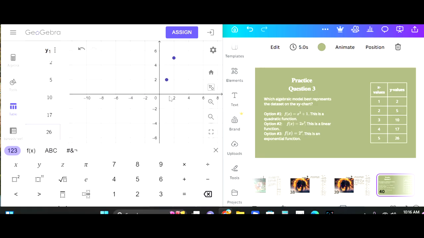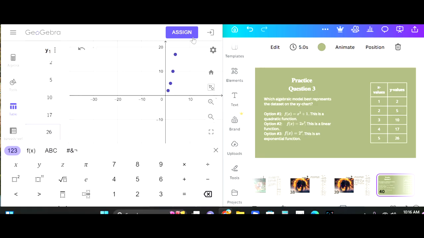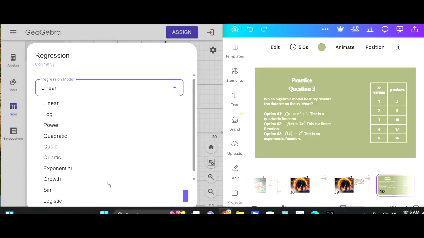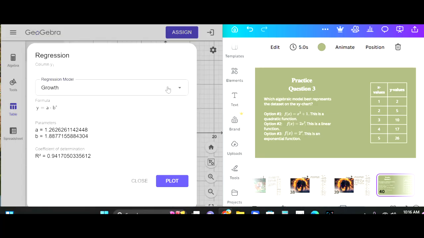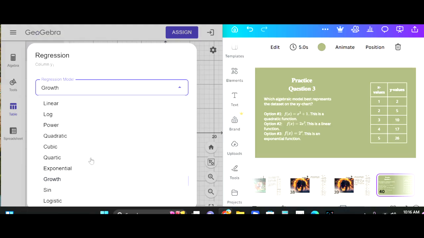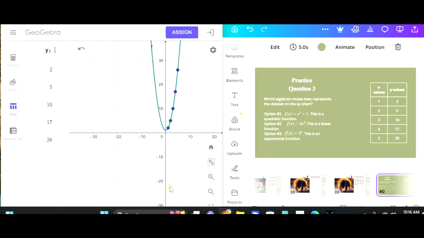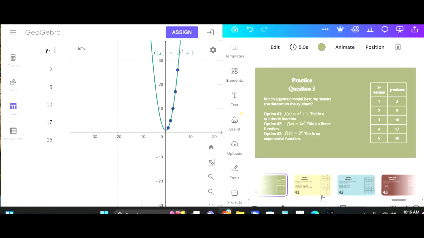Let's look at this. I can see a curve, so we're going to go regression. I think it's growth. Okay, that's pretty close to 1. Let's go quadratic. Oh, it's quadratic. I was wrong. Plot. Let's grab this and let's get our value. So we should have f of x is equal to x squared plus 1, and it should say quadratic. So our correct answer here is option number 1.